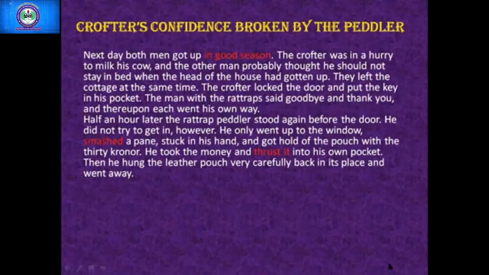Next day, both men got up in good season. The crofter was in a hurry to milk his cow, and the other man probably thought he should not stay in bed when the head of the house had gotten up. They left the cottage at the same time. The crofter locked the door and put the key in his pocket. The man with the rat trap said goodbye and thank you. And thereupon each went his own way.